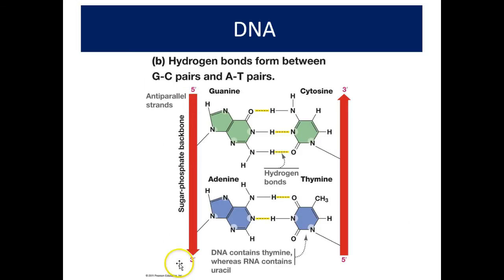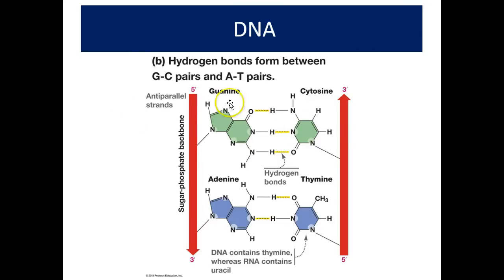Again, here is your sugar phosphate backbone. Here is your sugar phosphate backbone. And here you see a purine forming hydrogen bonds with a pyrimidine. Here you see a purine forming hydrogen bonds with a pyrimidine. So that is the basic structure of DNA.